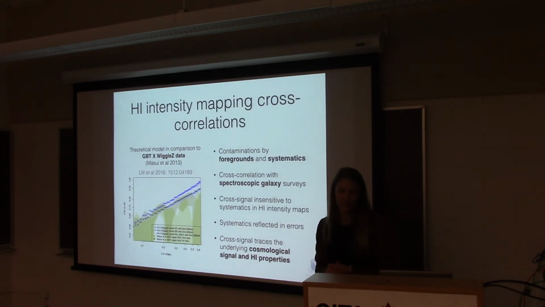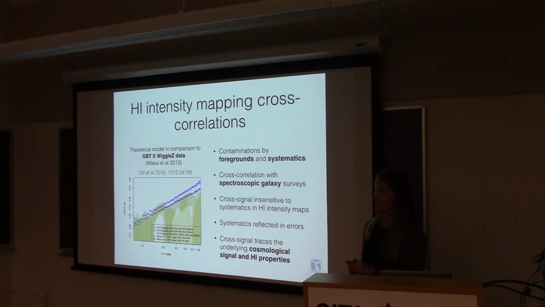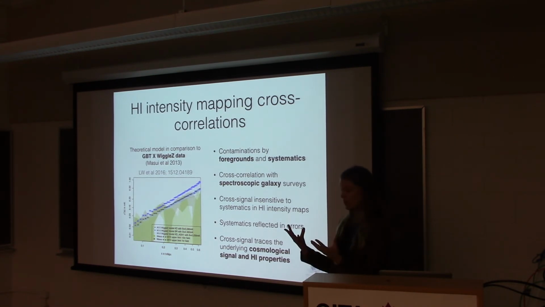So now there's the proposal to use H1 intensity mapping cross correlations to actually observe these two things. When you have H1 intensity maps, you often cross-correlate them with galaxy surveys, from the point of view of getting rid of systematics, because you can get rid of foregrounds and any other radio telescope instrumental effects by taking a galaxy survey of the same volume and cross-correlating them. That has been done and is quite successful.